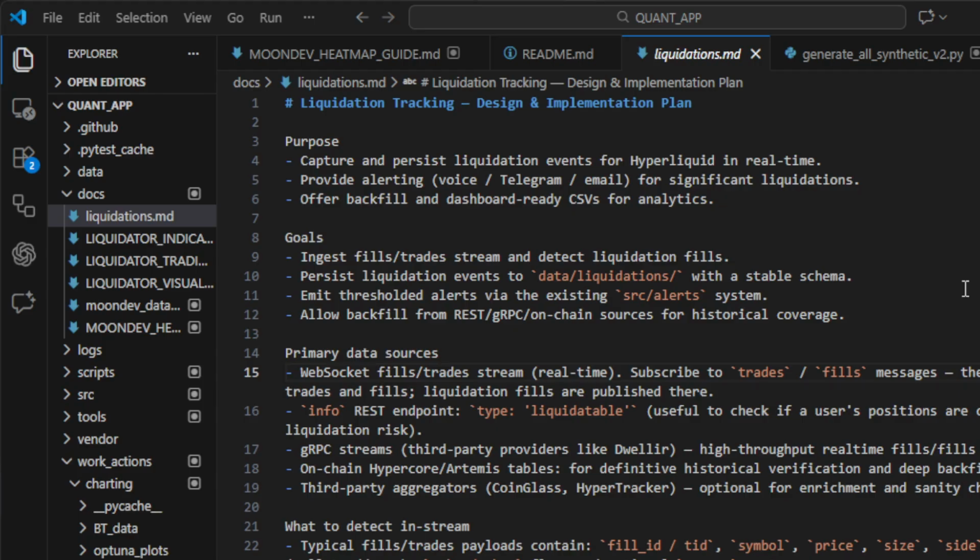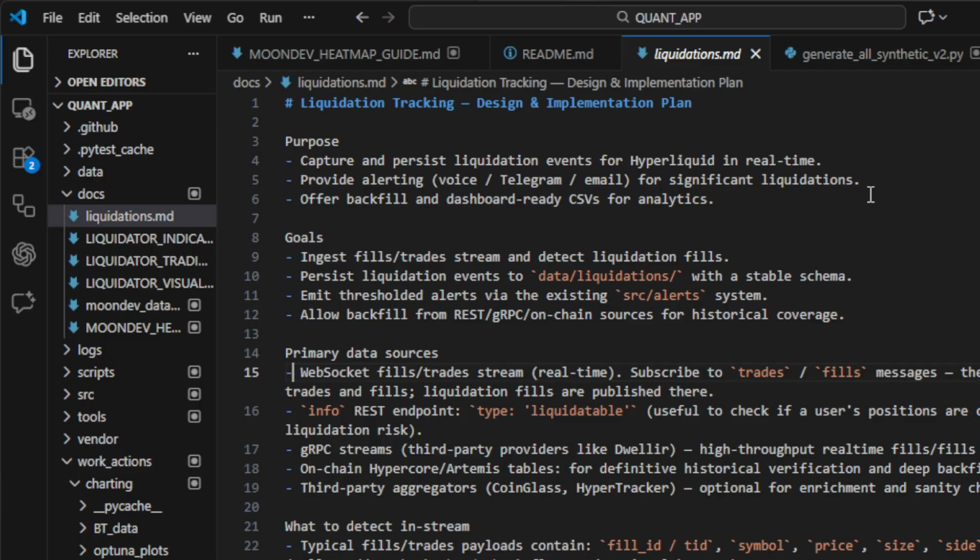It actually started with simple things: research, what to do, a design and implementation plan. So the purpose was to capture and persist liquidations for Hyperliquid in real time, and provide alerts by voice, Telegram, and email. I get mails every time. The voice and Telegram are not yet set up, because I'm still in the testing phase and I don't want to get spammed all the time. Once it's all set up, I can easily get alerts just before I have to press the buttons for significant liquidations.